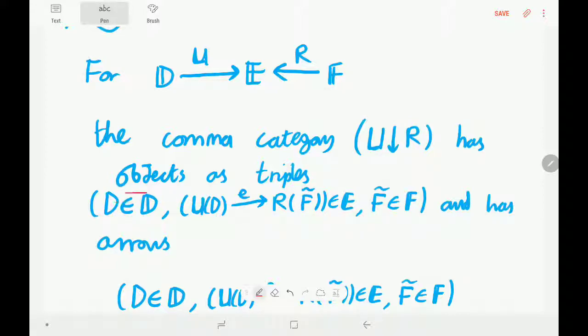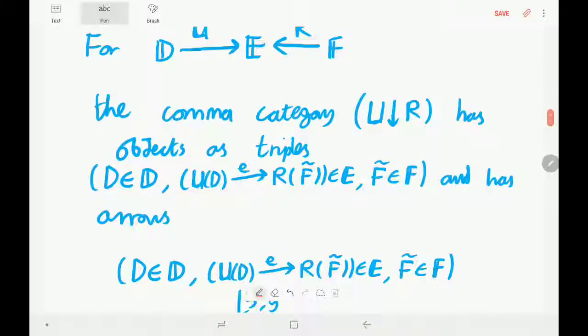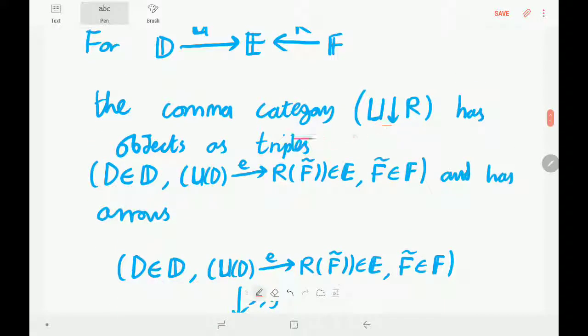So an object in a comma category is a triple: an object D of D, an object F tilde of F, and an arrow E from U of D to R of F tilde. Okay, now those are the objects in the comma category.